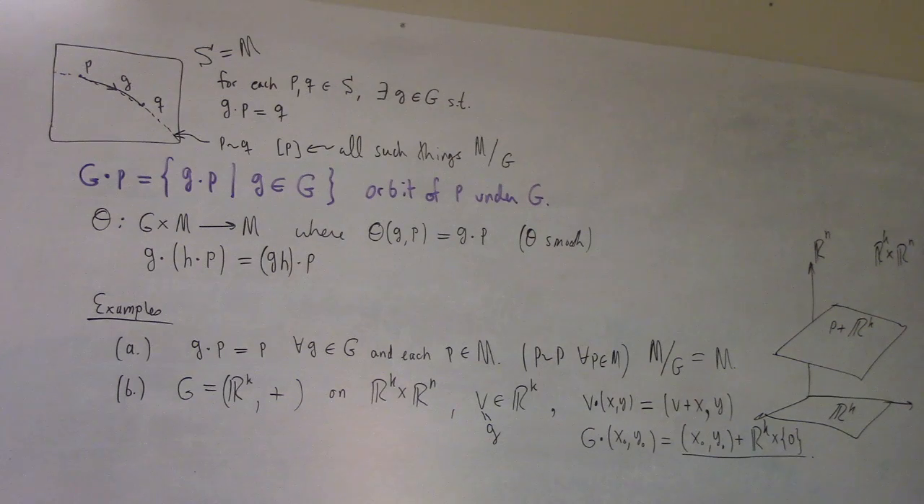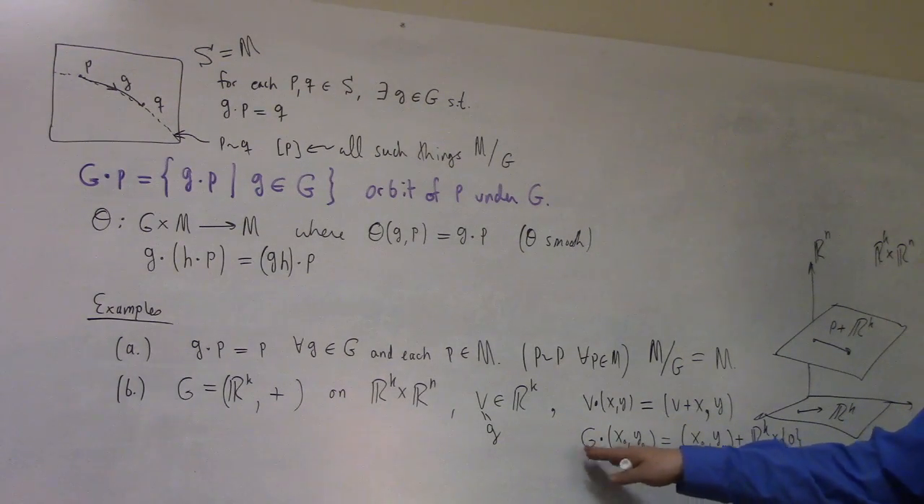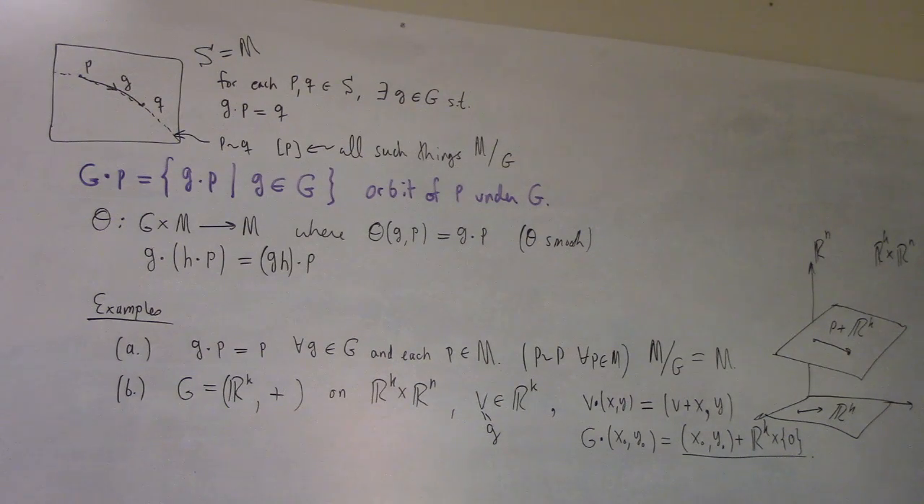Yeah, G acting on a point just moves you horizontally, basically. So the little g is the action of G, right? And what is the big G dot X naught? That's just the notation for the whole orbit. Little g is for a particular one, big G is for all of them, the whole kit and caboodle, all possible actions of G on the point. So g would be that arrow, and G dot X naught would be the whole affine space. Okay, so there's an example.